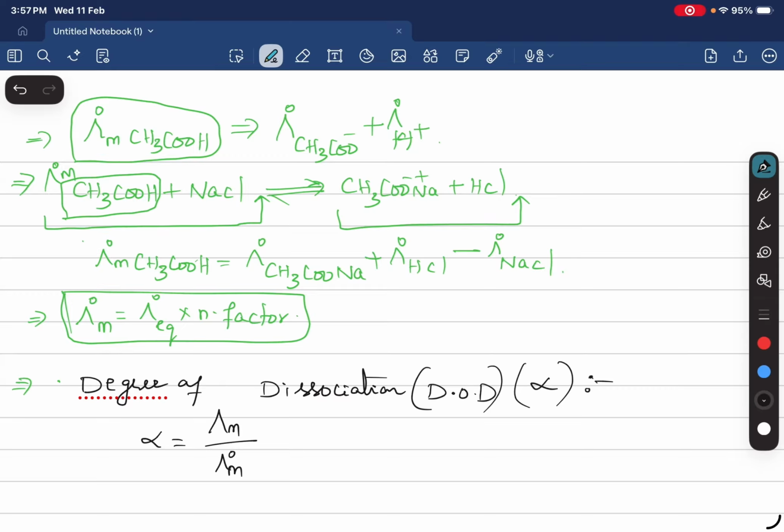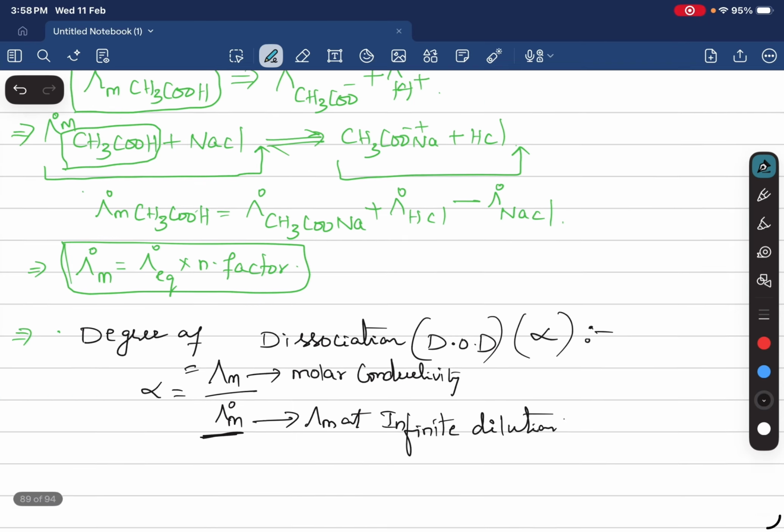It is the ratio of lambda m to lambda naught m. Lambda m is just the molar conductivity at any concentration, and lambda naught m is the molar conductivity at infinite dilution. Generally lambda naught m has a higher value than lambda m, so the alpha value is less than 1.